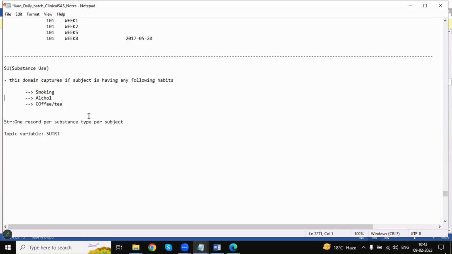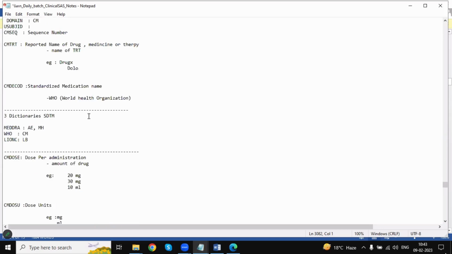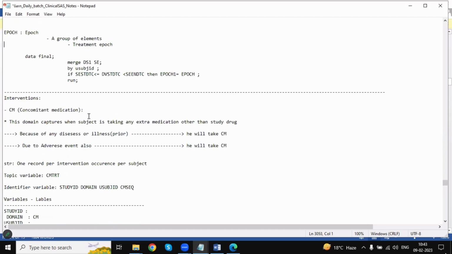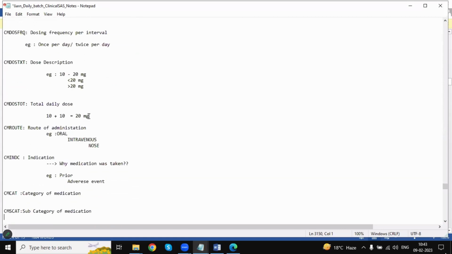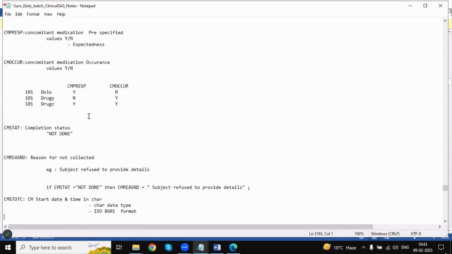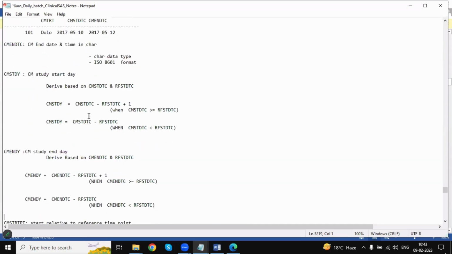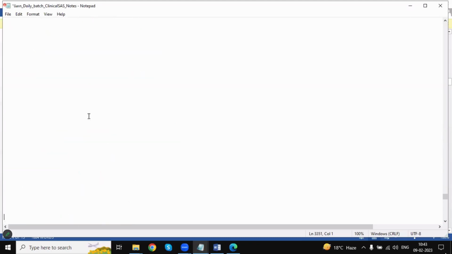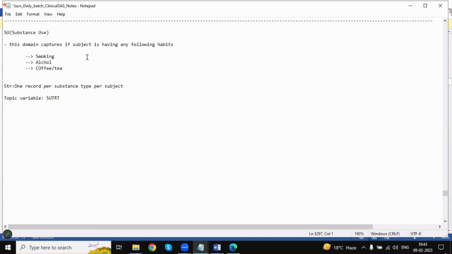Now we saw concomitant medication. What variables did we see? The same type of variables will come here; just the treatment name will change. Treatment, dose, units, frequency, total, route, indication, category, subcategory, pre-specified, occurrence, status, reason for not done, start dates, end dates. The same type of variables will come. I'll tell you a scenario, okay? You can tell what variables and observations you are going to get.